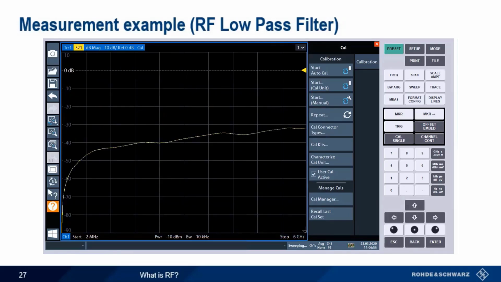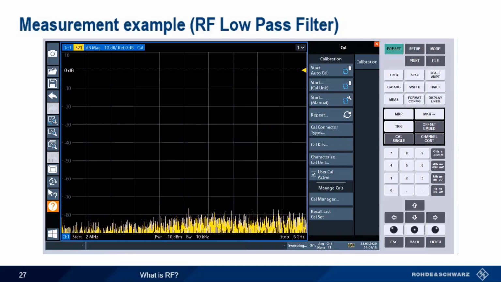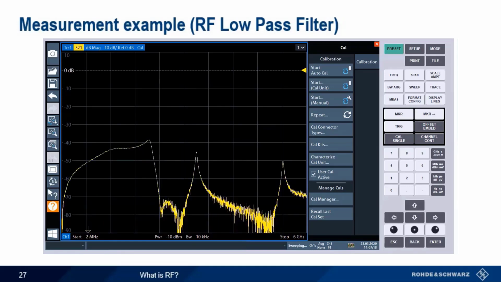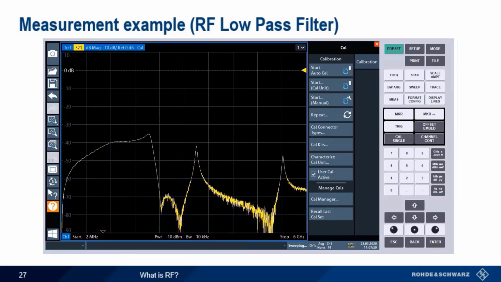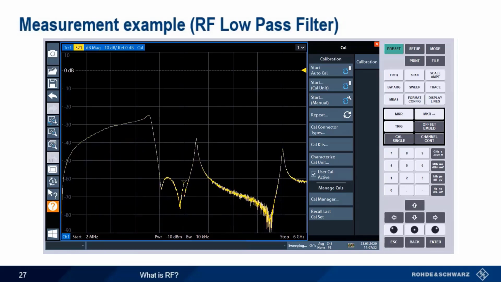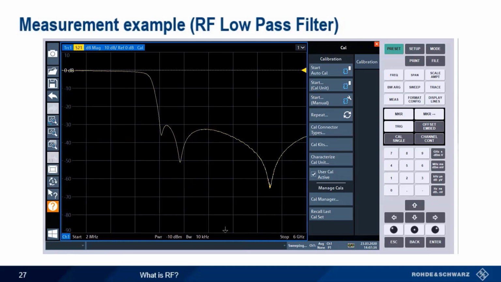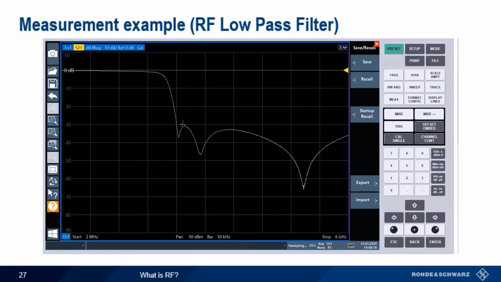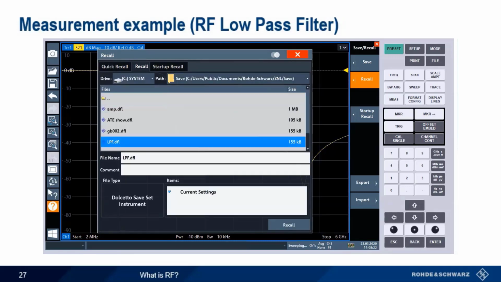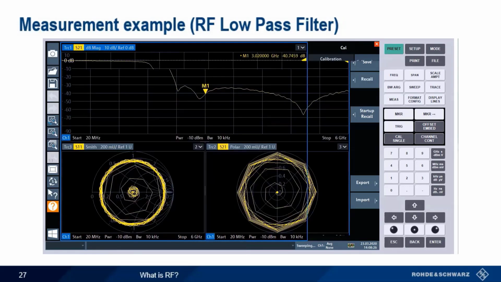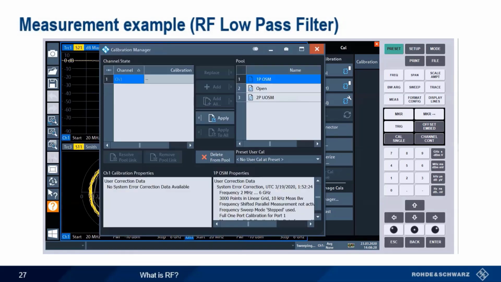Next thing to do, I want to remove the AutoCal unit, and I'm going to attach my DUT, which is a low-pass filter with a cutoff frequency of about 1.8 gigahertz. So I want to recall a setup I previously did for this configuration. Initially it doesn't have any calibration assigned to it, so I'm going to apply the cal that I just performed to this setup.